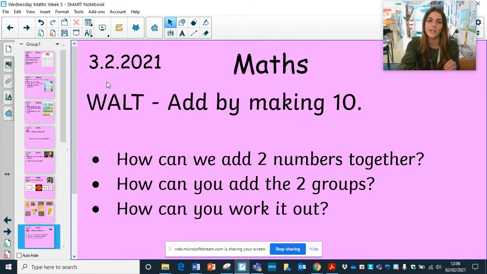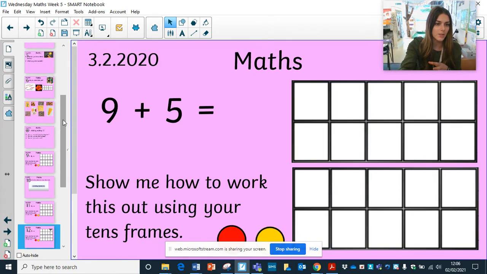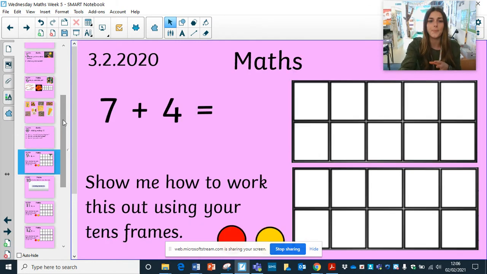So again, we are learning to add by making 10. How can we add two numbers together? How can you add the two groups? And how can you work it out? We're going to talk through those methods together. We've got an example question here.